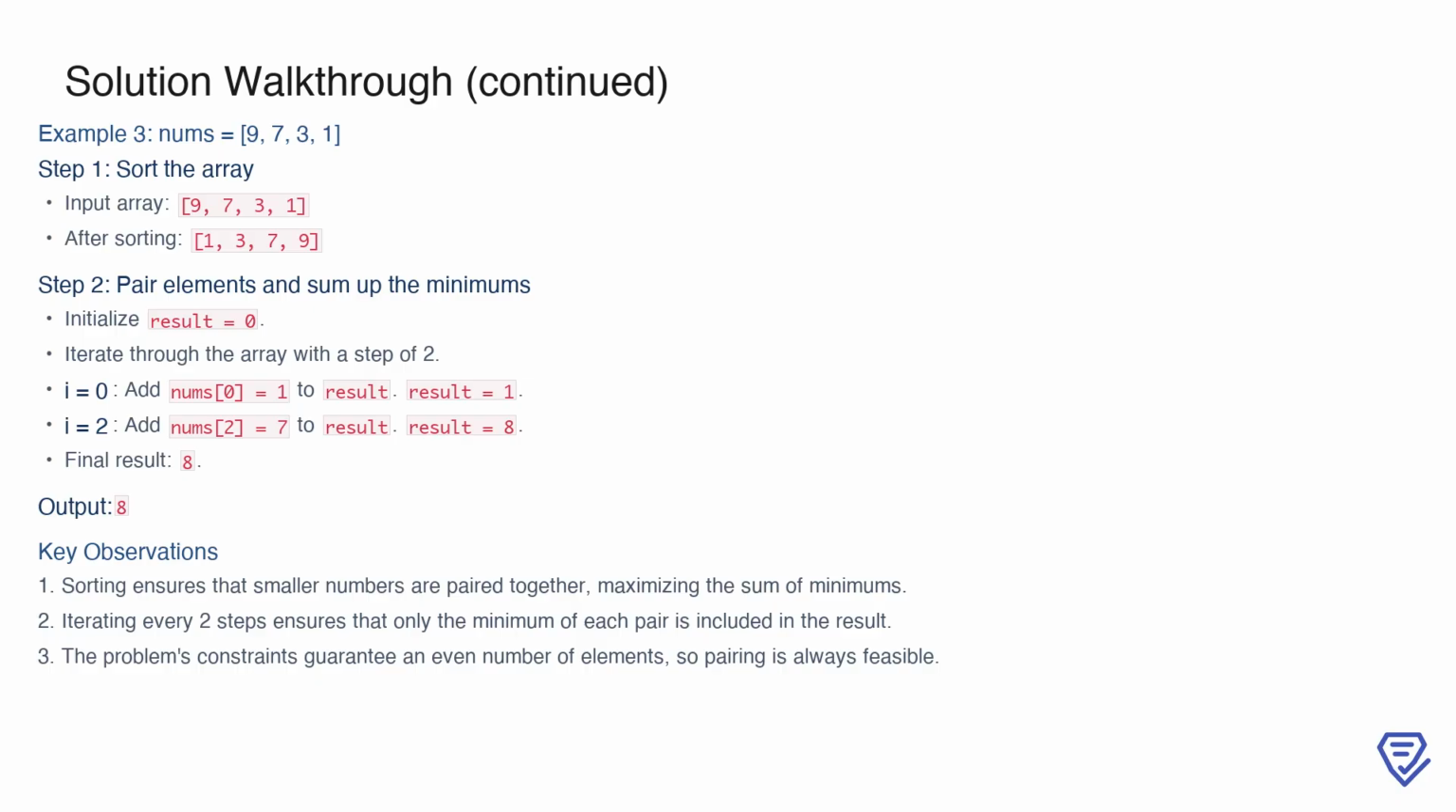This demonstrates the key idea that sorting ensures smaller numbers are paired together, which guarantees the maximum sum of minimums. Additionally, by iterating every 2 steps, we include only the minimum of each pair in the result. The constraints of the problem also ensure that the total number of elements is always even, so pairing is straightforward. The output for this example is 8.